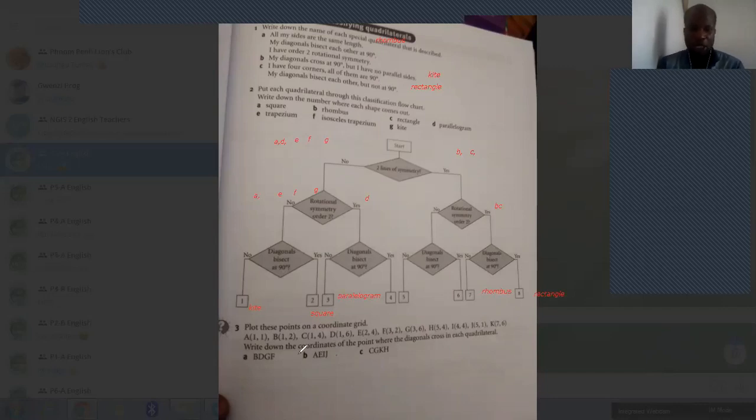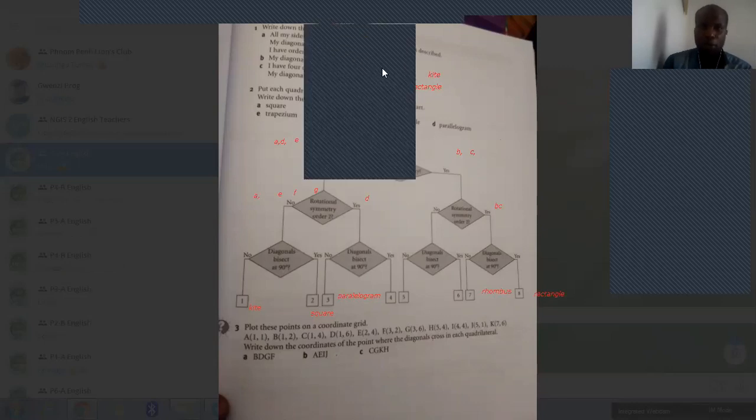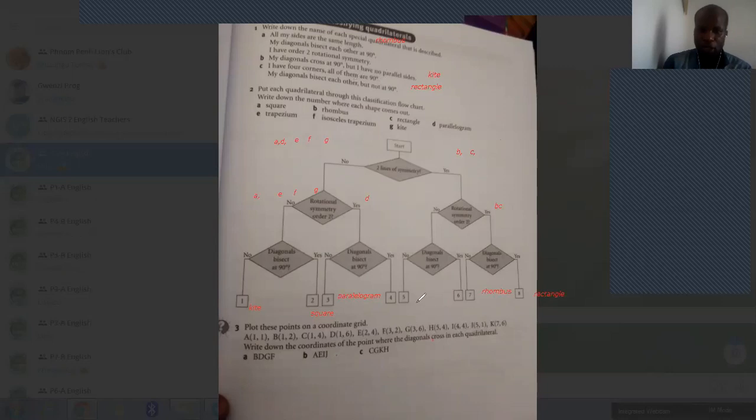Our book is calling it write down the coordinates of the point where the diagonals cross in each quadrilateral. So what we were supposed to just do was to draw the X and Y axis, as I'm going to be doing here. Let me use probably a green color, right? X and Y axis like this, right? So we're going to name this one the Y axis and this one the X axis. So we were supposed to label this from 1 to like I did yesterday, 1, 2, 3, 4, 5, 6, 7. Then you label this 1, 2, 3, 4, 5, 6, 7.